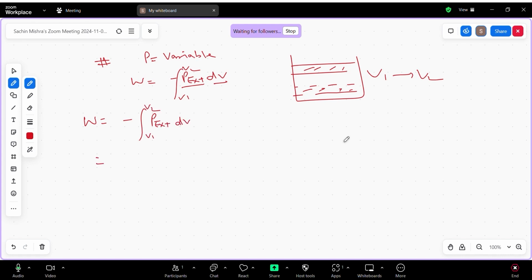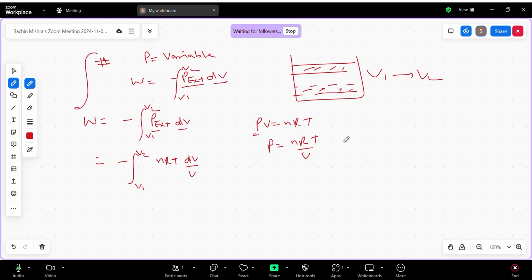Let's see. We can further write here, we know PV equals nRT. Since pressure is variable, pressure and volume are both variable. So in integration we have to remove one variable. Anyhow we have to convert into a single variable. So can I write P equals nRT by V? Replace here. We get the integral from V1 to V2 of nRT dV by V.